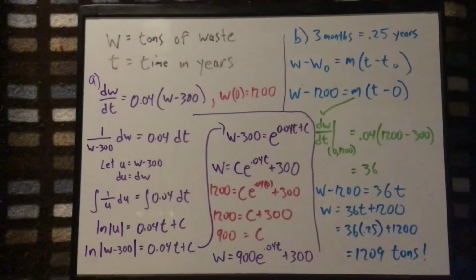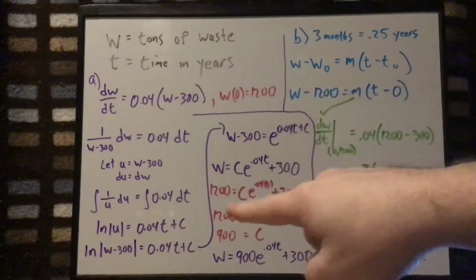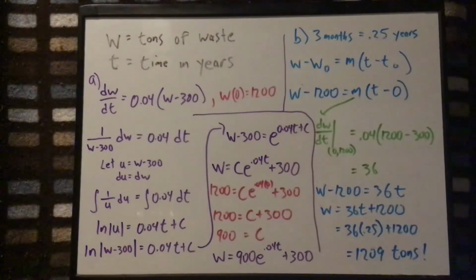Now I want to know what c is, so I'm going to plug in 0 for t and 1200 for w. Remember, that's my initial condition, so I plugged it in down here in the same color. And just be careful here because you do need to solve for c. Even though the e to the 0.04 times 0 comes out as 1, I still have that 300 I've got to move over. So c comes out as 900, and then I'm able to get my final equation. What is the waste function in terms of time? It's 900 e to the 0.04t plus 300.